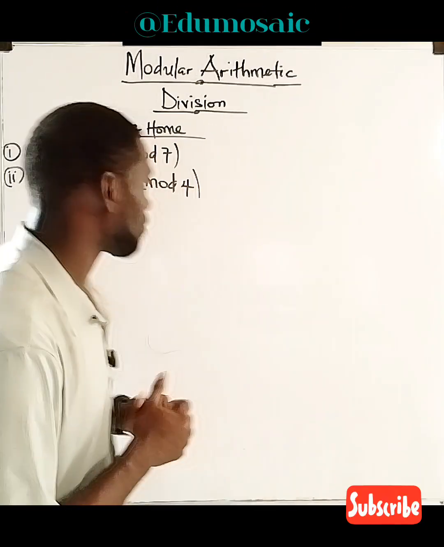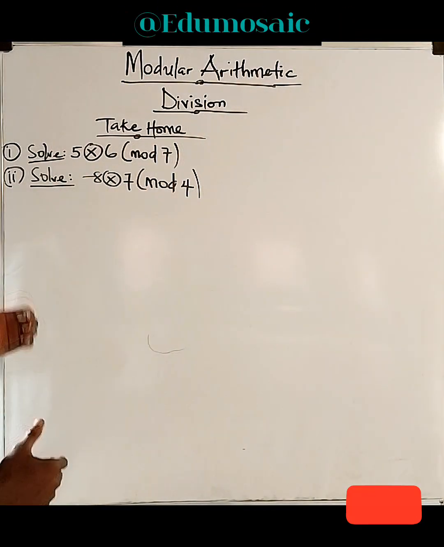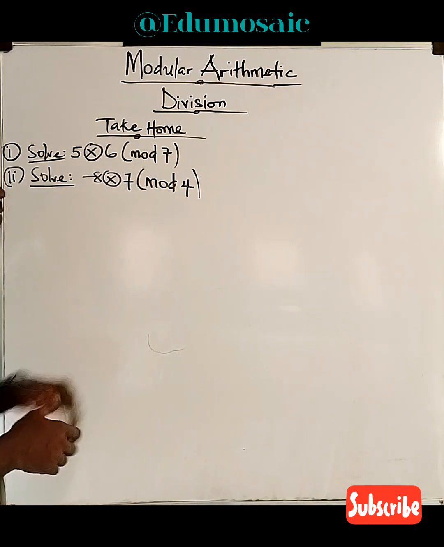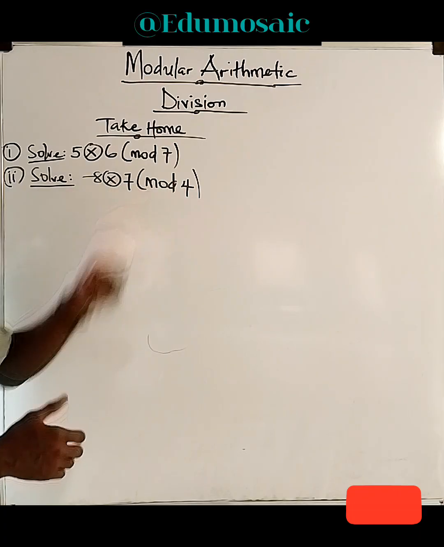I'll allow you to pause this video and give it a try. So let's check out what we have right on the board. We are asked to solve, that's the first question, 5 times 6 in modulo 7. And the second question, we are asked to solve minus 8 times 7 in modulo 4.